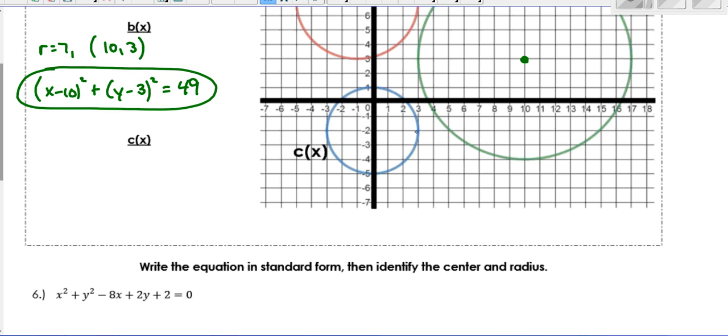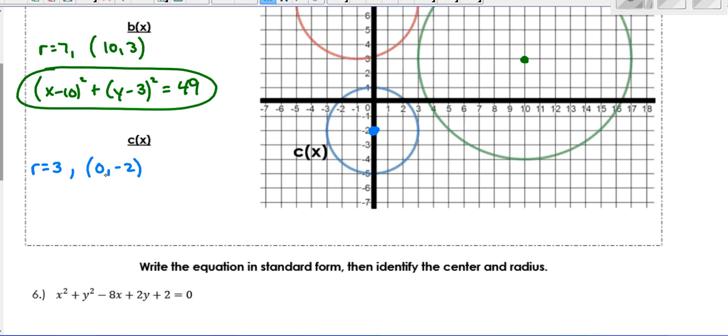Let's see. This one looks like it has a center here, which would be over 1, 2, 3, up 1, 2, 3, down 1, 2, 3. Okay, so my radius is 3. Remember, it cannot be negative. Direction is not negative. Left is just positive. Okay, and then my center is at 0, negative 2.